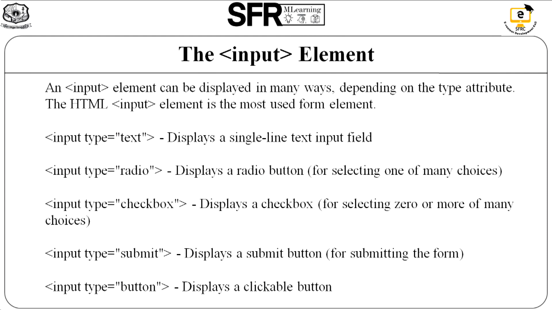Now let us see the input element. An input element can be displayed in many ways depending on the type attribute. The HTML input element is the most used form element. Input type equal to text displays a single line text input field. Next one is input type equal to radio, which displays a radio button for selecting one of many choices. Input type equal to checkbox displays a checkbox for selecting 0 or more of many choices. Input type equal to submit displays a submit button for submitting the form. The last one is input type equal to button, which displays a clickable button.